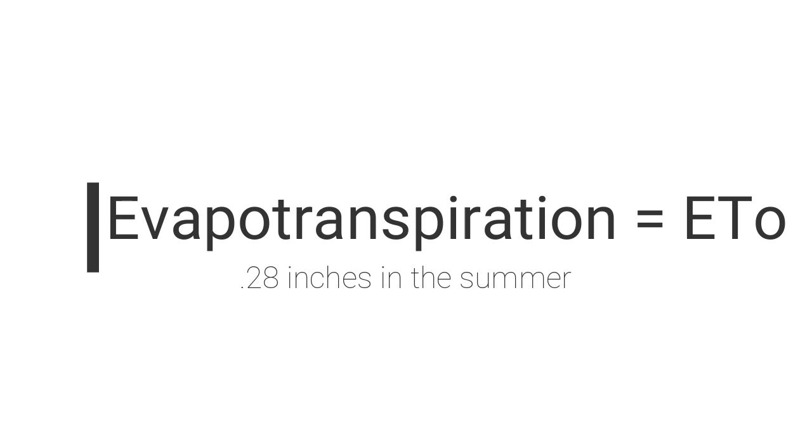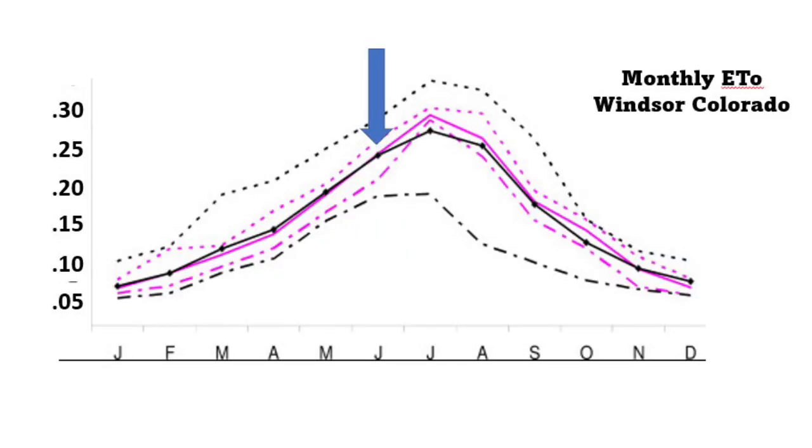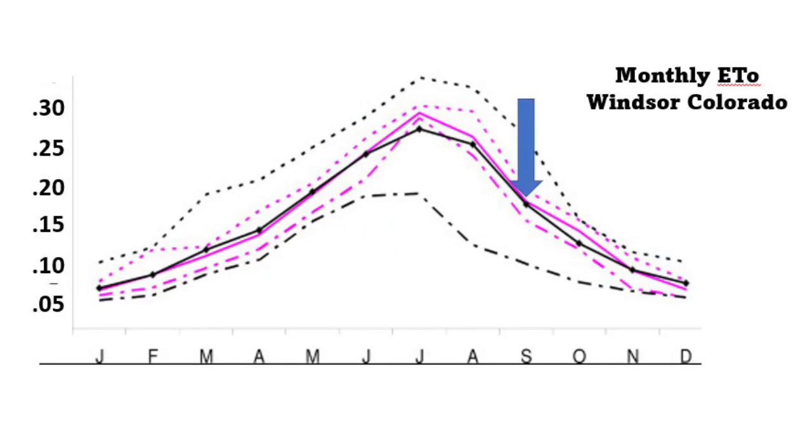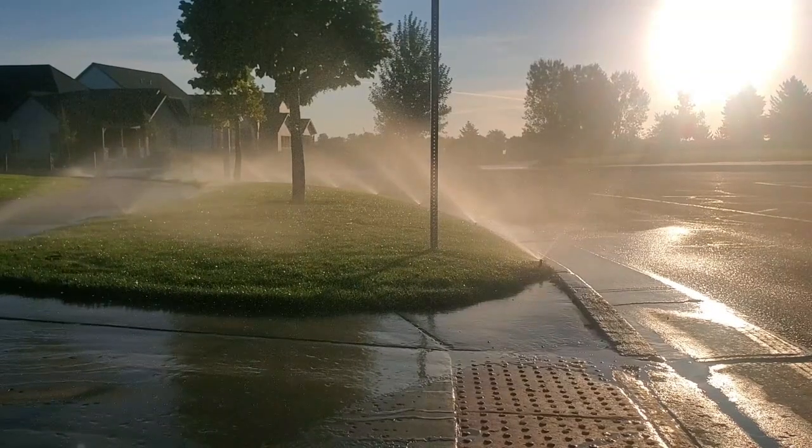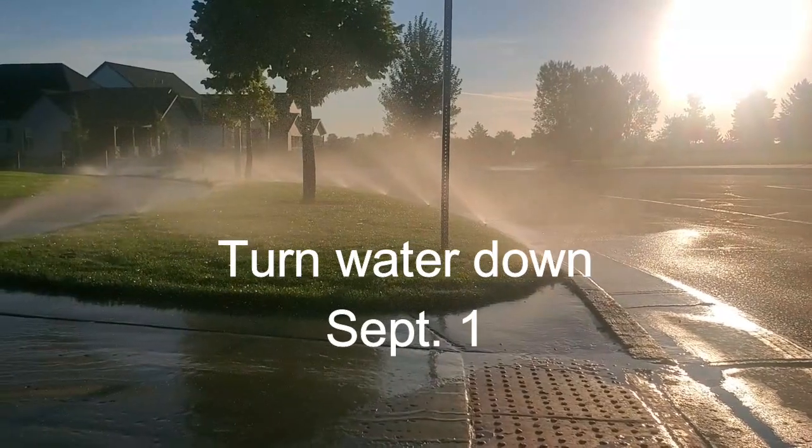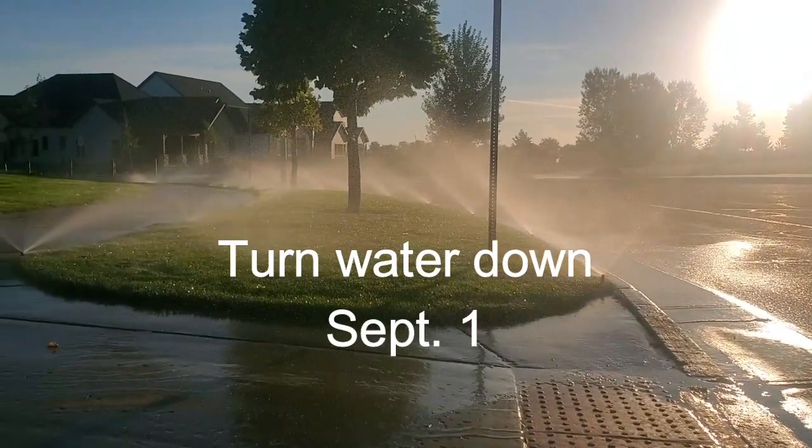Evaporation in turf is called ETO and is about 0.28 inches a day in June. As September arrives, ETO rates drop by about a third, so every irrigation should be adjusted down to match the changes in the environment the first week in September.